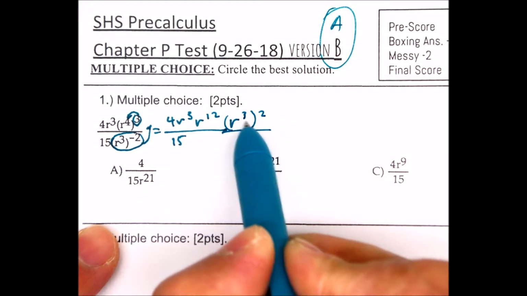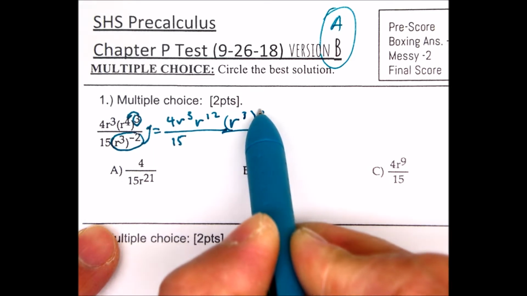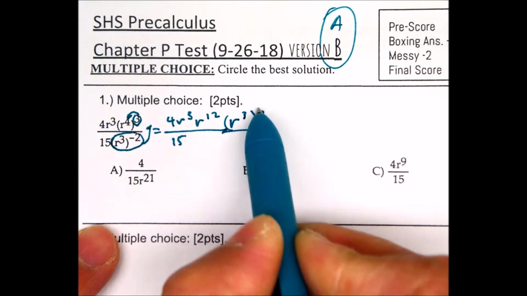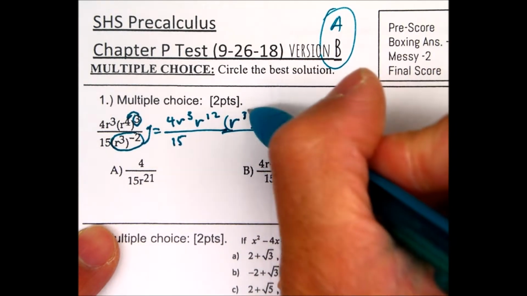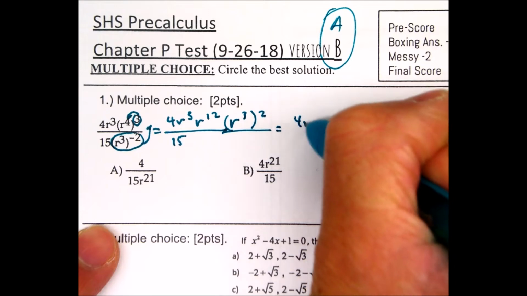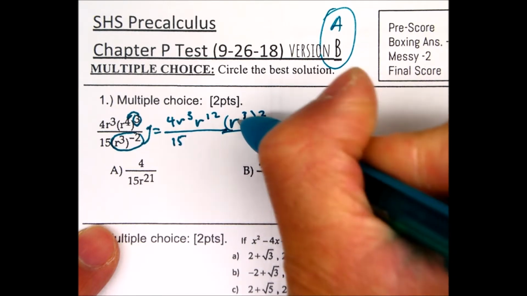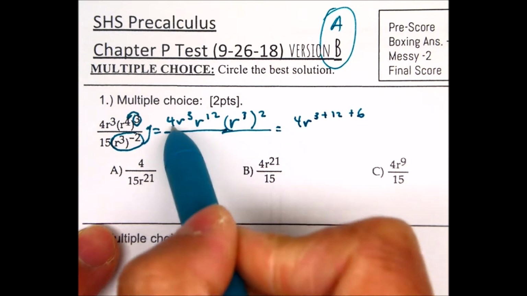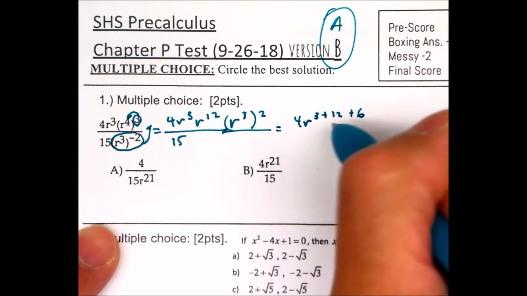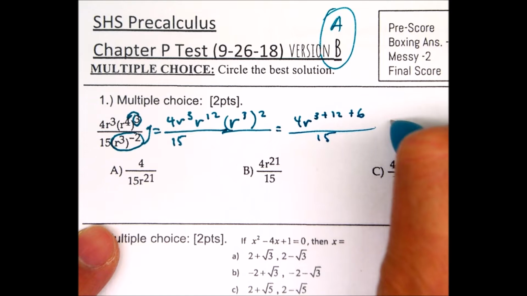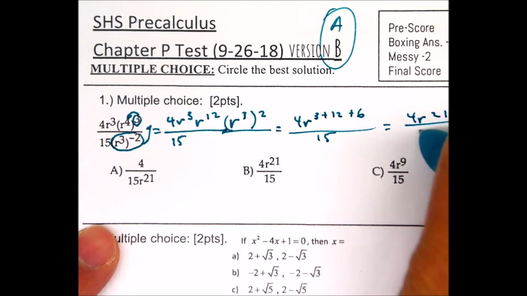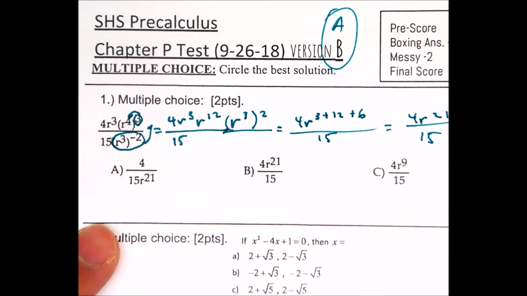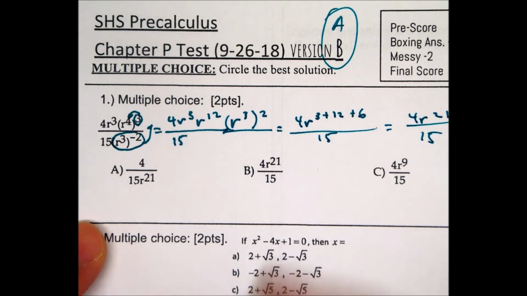So notice here that negative 2 now becomes positive. So then I can just multiply here. 3 times 2 is 6. So 4r to the third plus 12 plus 6. What I'm doing there is because you're multiplying the same base, I can add all the exponents. Over 15, so you have 4r to the 21st over 15. And that would be choice B.